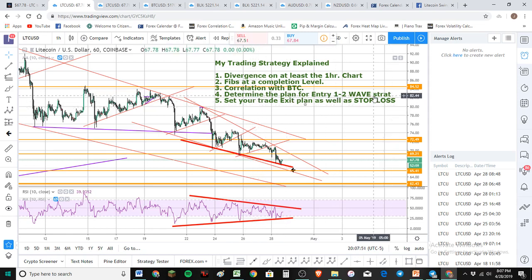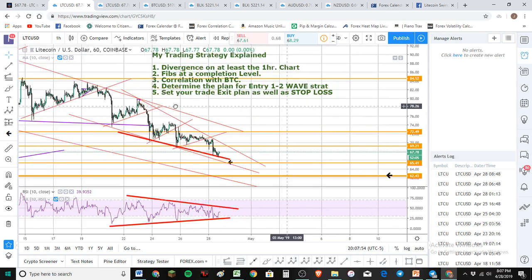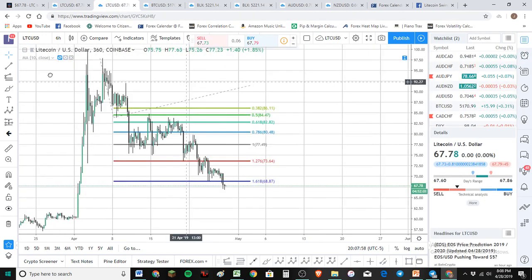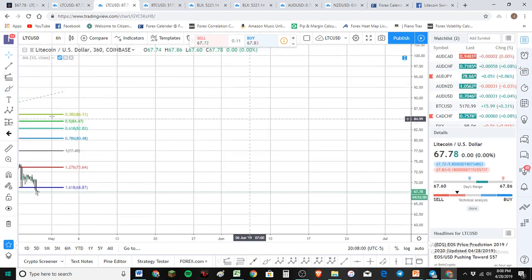Now, I've been explaining in videos, if you've been watching, I've got a 1-2 wave strategy. Let me just show you what that strategy looks like. Let me go to this chart. It's a lot cleaner, and I'll show you what we're talking about.